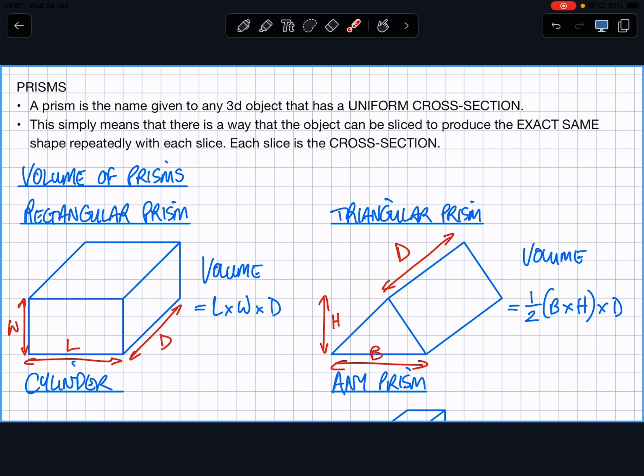Up and down. So do you agree that if I sliced it like this vertically, I would produce a triangle slice? If I sliced it again, would it be the same exact triangle slice? And again, that's what defines a prism. As long as there's some way that I can slice it to produce the same.